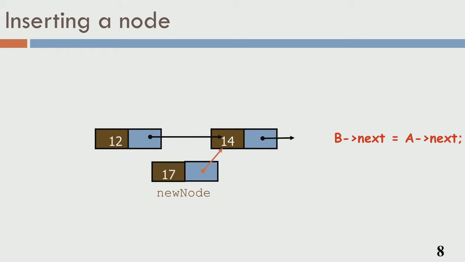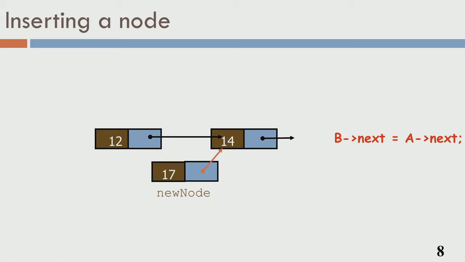What you really want is a new node which contains the value 17, and since you want it between 12 and 14, you want this node's next pointer to be 14, right. So, how do you do that? If this node is B, B's next should be A's next, that is what we have here. So, B's next is A's next.